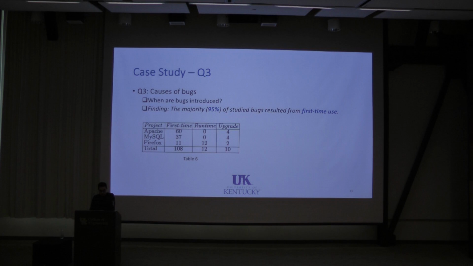For our third research question, we would like to see when the performance bugs were introduced. So we look at the bugs, and we found that there are 3 occasions where a performance bug could be triggered. Here we define first time, runtime, and upgrade. First time refers to the initial time that a configuration option is loaded.